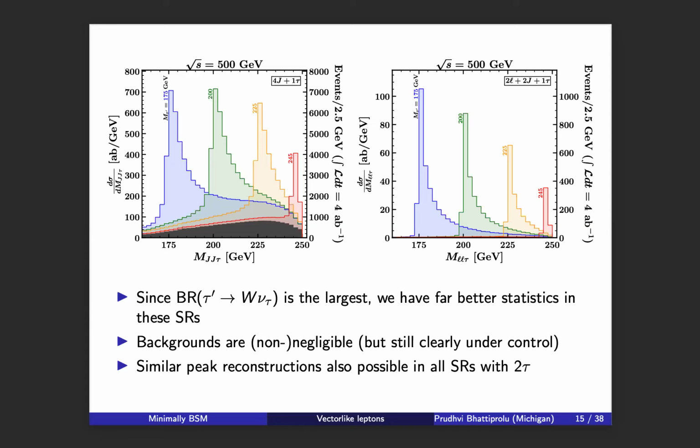And you can see that since tau prime mostly decays to W and neutrino, these 2 signal regions can act as discovery modes for these particles. And we can also see that the backgrounds are non-negligible, especially for 4-jet 1 tau, but it's still under good theoretical control. And there are similar peak reconstructions that are also possible in other signal regions. But I won't go into details about those reconstructions, but we can reconstruct that.